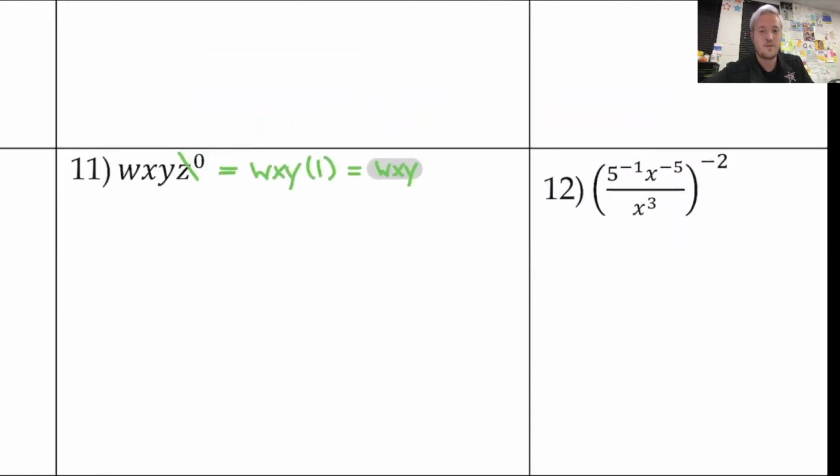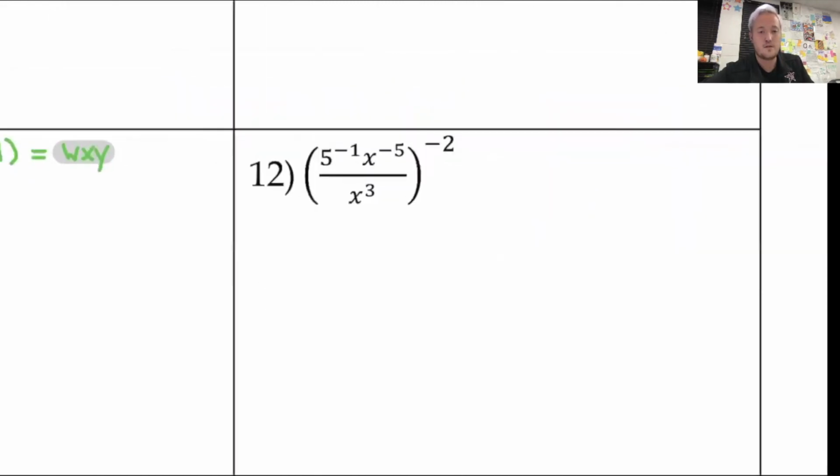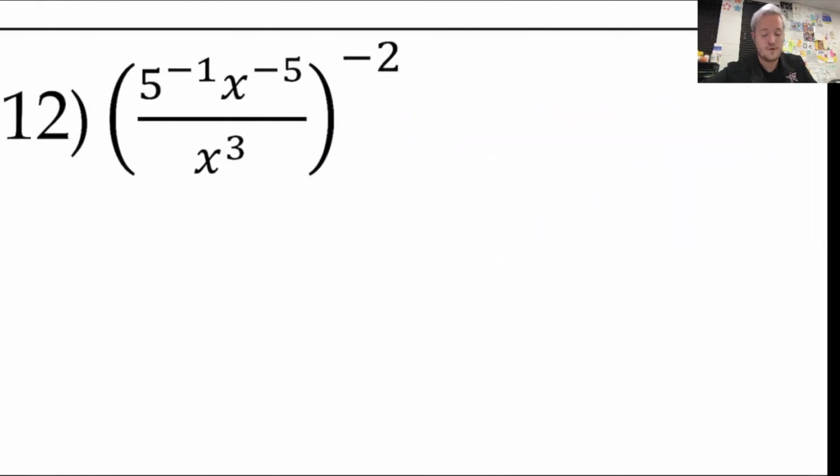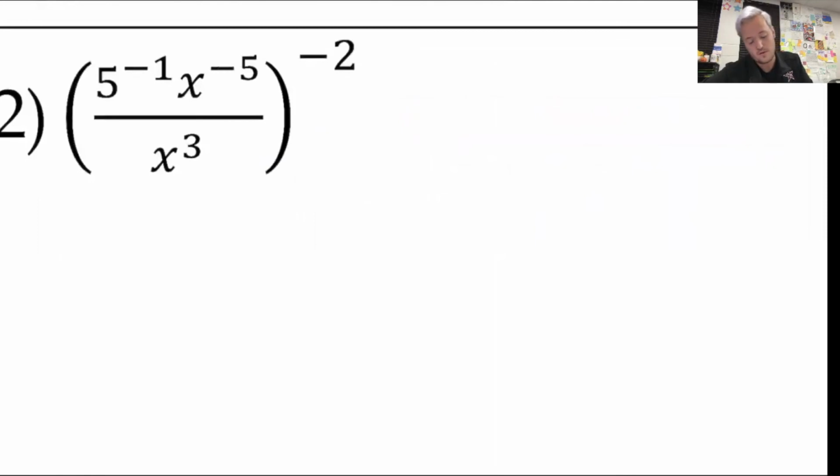All right. And last but not least, number 12. If you notice here, we have two x values inside the parentheses, so I'm actually going to simplify those using quotient rule first. So I'm going to have 5 to the negative 1.